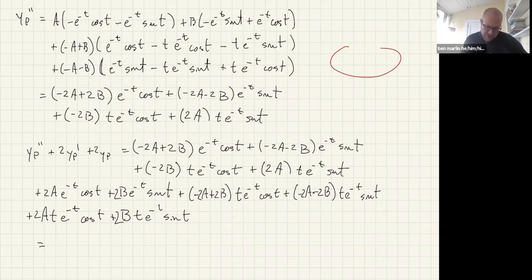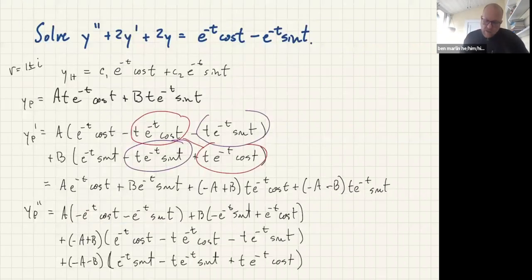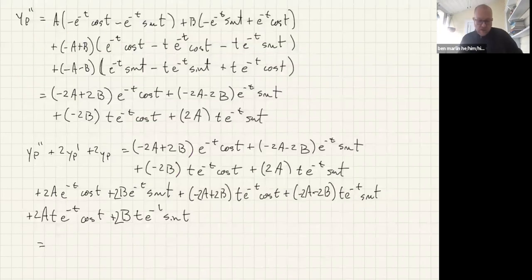So first of all, there is a piece of magic that will happen. And you should always be wary when I say magic. We can see that we're supposed to get stuff with no t e to the minus t cosine t or t e to the minus t sine t. So the coefficients of these things are going to combine together somehow magically and get 0.